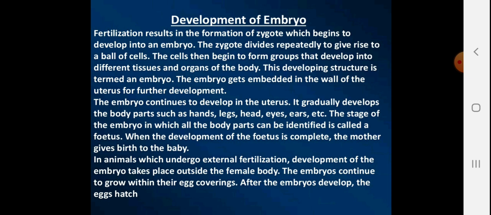In animals which undergo external fertilization, development of the embryo takes place outside the female body. The embryo continues to grow within the egg coverings, and after the embryo develops, the egg is hatched.